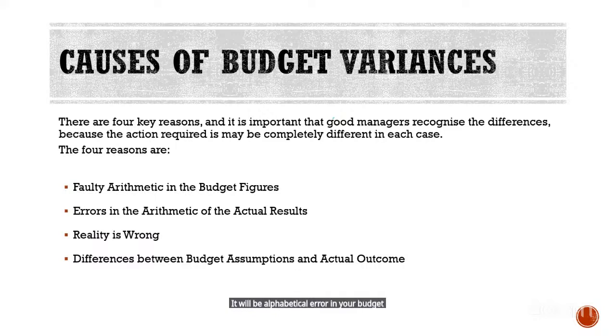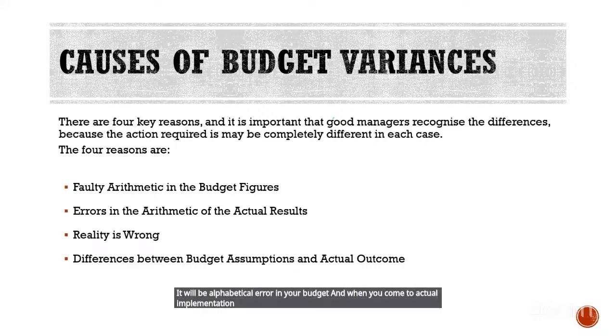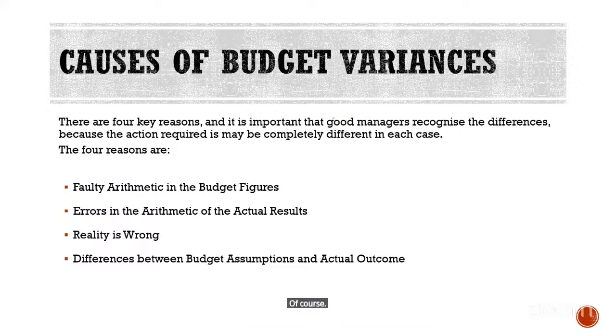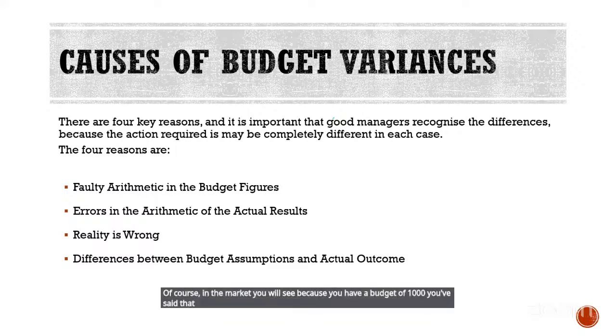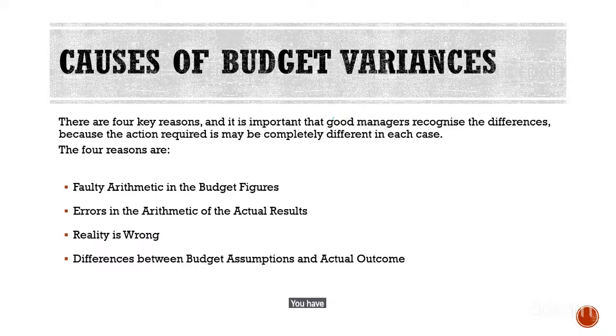And when it comes to actual implementation, of course, there will be variance because maybe you budget that you will buy something at 10,000 naira. Instead of 10,000, you wrote 1,000 naira, you omitted a 0. Of course, in the market, they won't sell that thing for 1,000 naira. You still pay the 10,000 naira. Of course, you have a shortfall of 9,000 naira. That's faulty arithmetic in the budget figures.